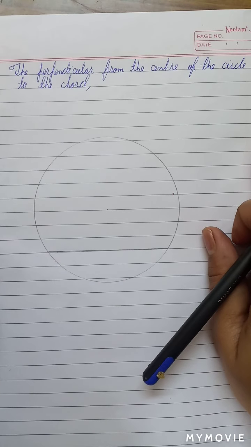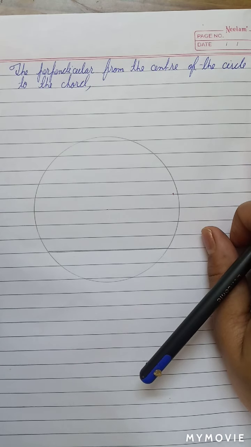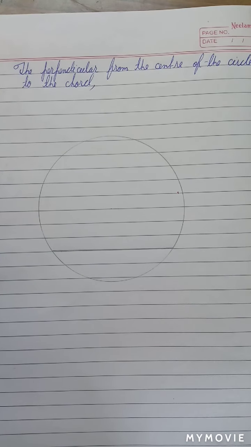Today we are going to understand a very important theorem with reference to circles. That is, the perpendicular from the center of a circle to the chord bisects the chord.